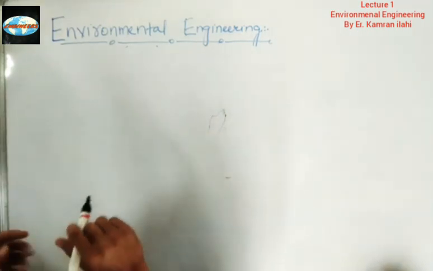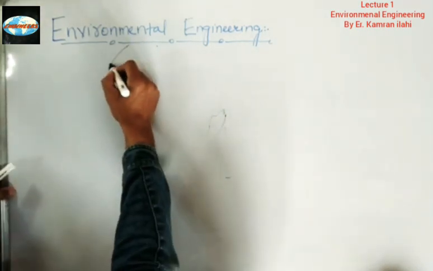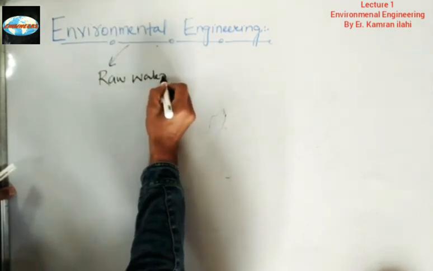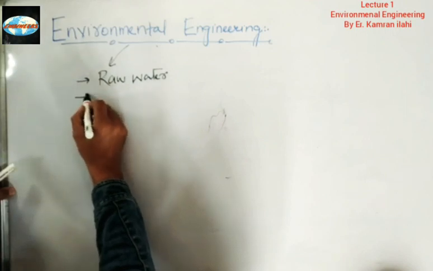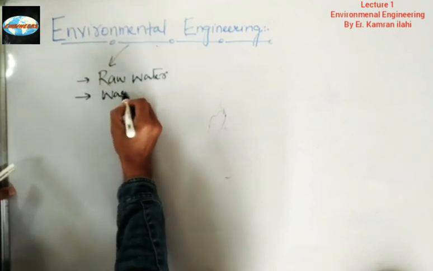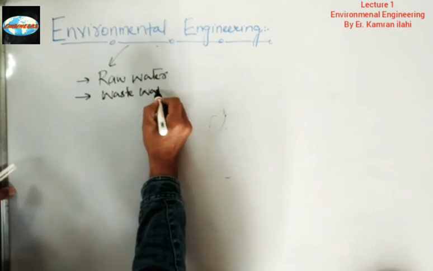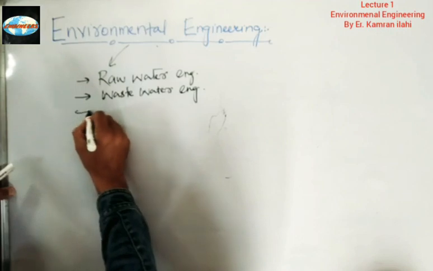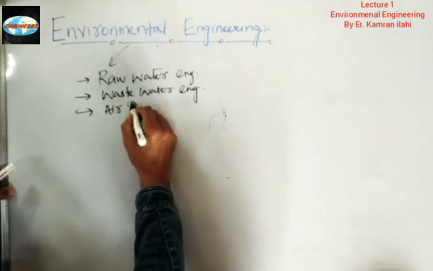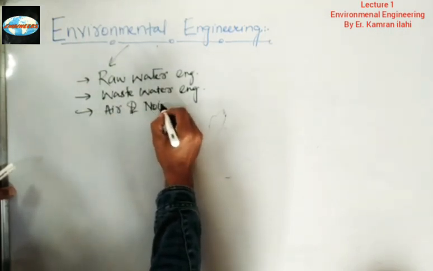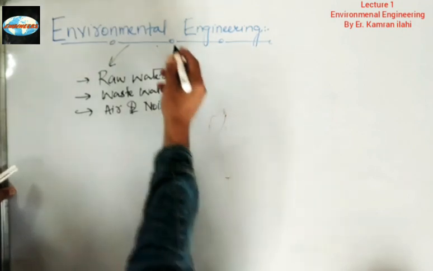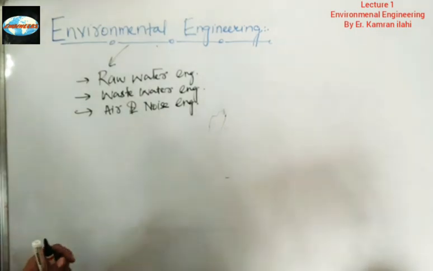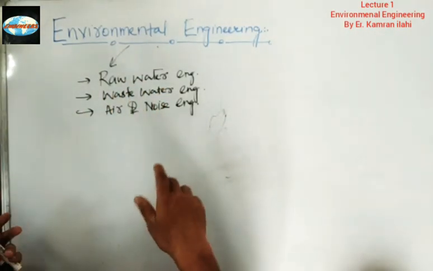Now about civil engineering, we study raw water engineering in it. We study wastewater engineering in it, and we study air and noise pollution. So this is the whole syllabus that we encounter in environmental engineering. Guys, it's very simple, but I will start from the basics here.